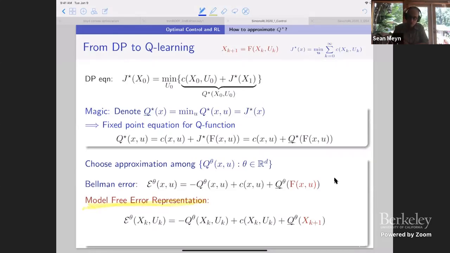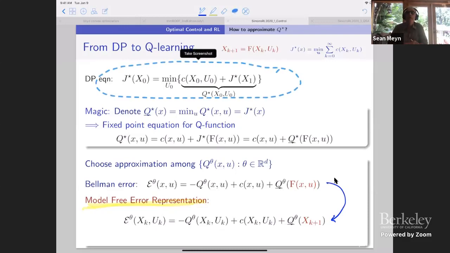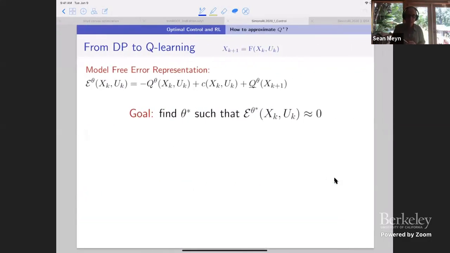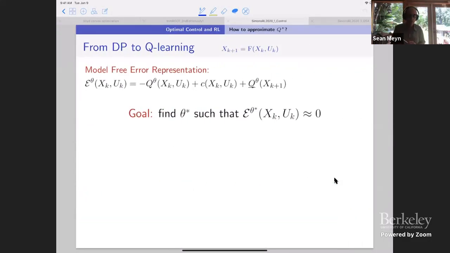You know, this is just an absolutely wonderful trick. And you couldn't do this with this representation up here. You wouldn't be able to get this beautiful model-free representation of error without this trick of going from the value function J to the Q function here. And that really is the starting point of Q learning algorithms. And it's just wonderful.